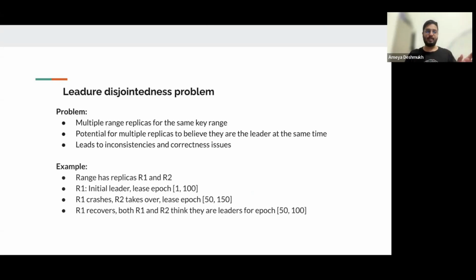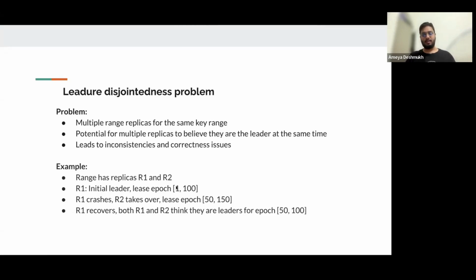So we get what is known as a leader disjointedness problem in Chardonnay. So the problem is that within the key universe, if you remember, there are multiple ranges which have leaders as well, right? But that obviously leads to the fact that there are many replicas for each range, right? So the problem here is that there's the potential for multiple replicas to believe they are the leader at the same time. So we don't want that inconsistency, otherwise it will lead to correctness issues and just overall inconsistency in the system.